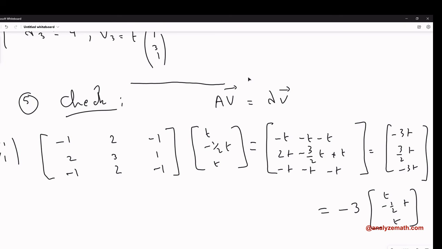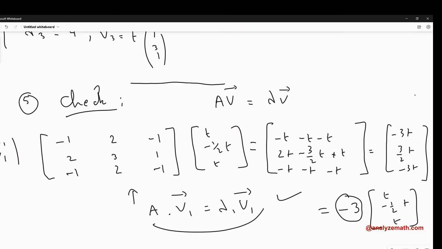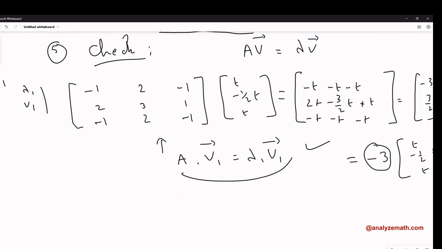So what do we have? This is my A, and A times V1 is equal to what? My lambda 1 times V1. This is V1 and this is V1 here. So satisfied. We checked lambda 1 and V1.